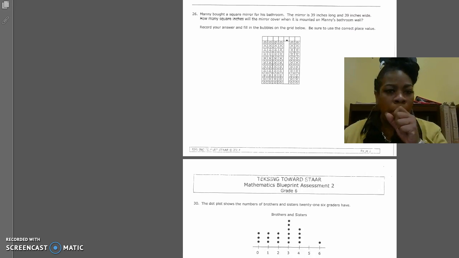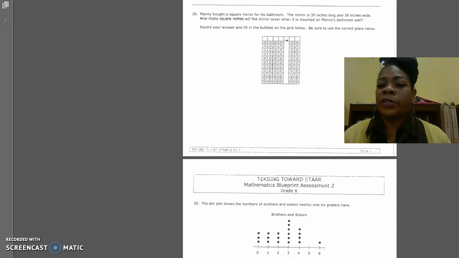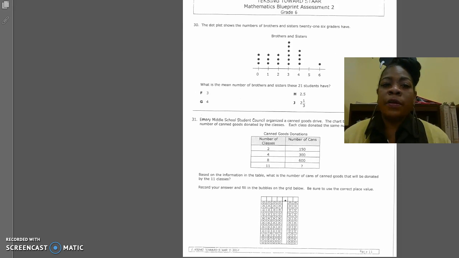26. Manny bought a square mirror for his bathroom. The mirror is 39 inches long and 39 inches wide. How many square inches will the mirror cover when it is mounted on Manny's bathroom wall? Record your answer. 30. The dot plot shows the number of brothers and sisters 21 sixth graders have. The question is, what is the mean number of brothers and sisters these 21 students have?